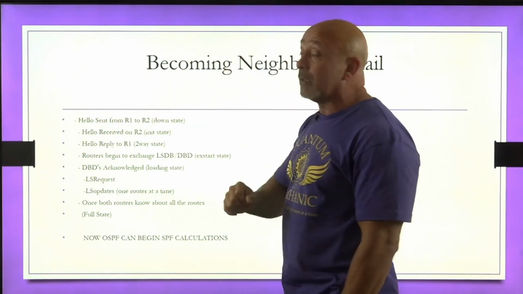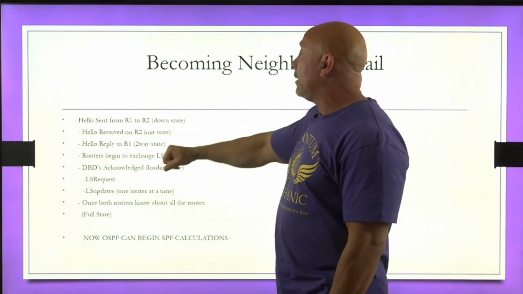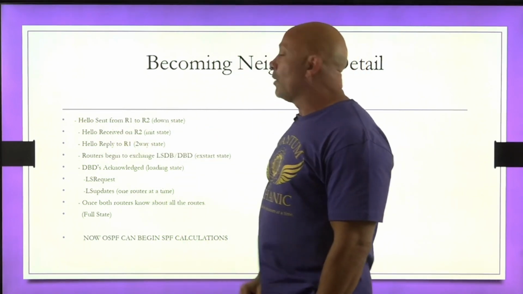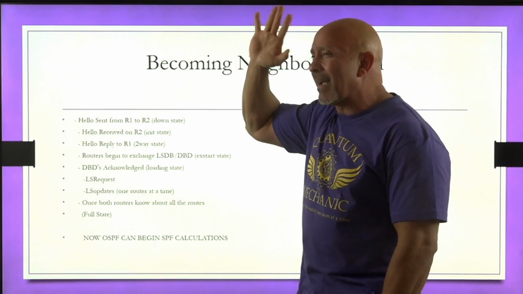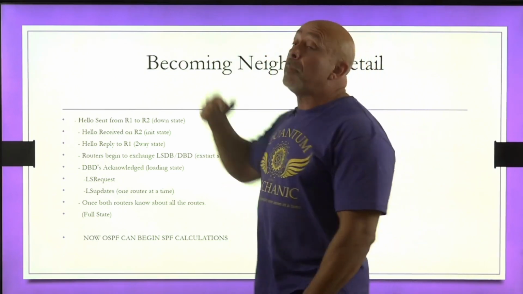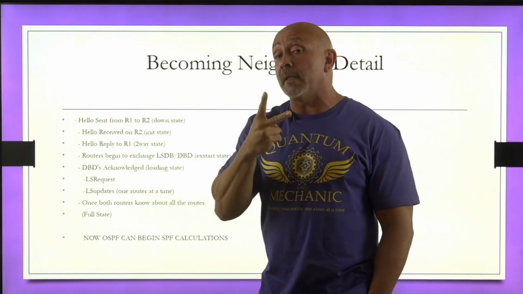right? And this is considered a down state. This is important. This is down state. Then hellos are received in router 2. Hey, I'm in an initialization state. All right, I got a hello from my neighbor. I'm going to reply to him. Now we're in a two-way state.